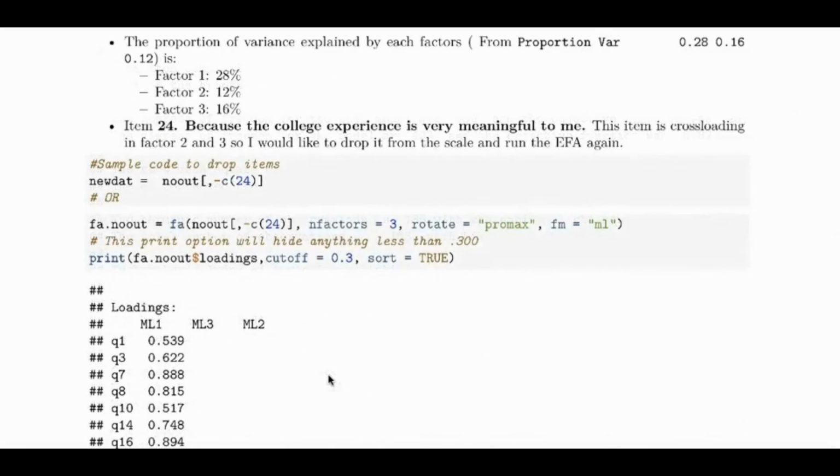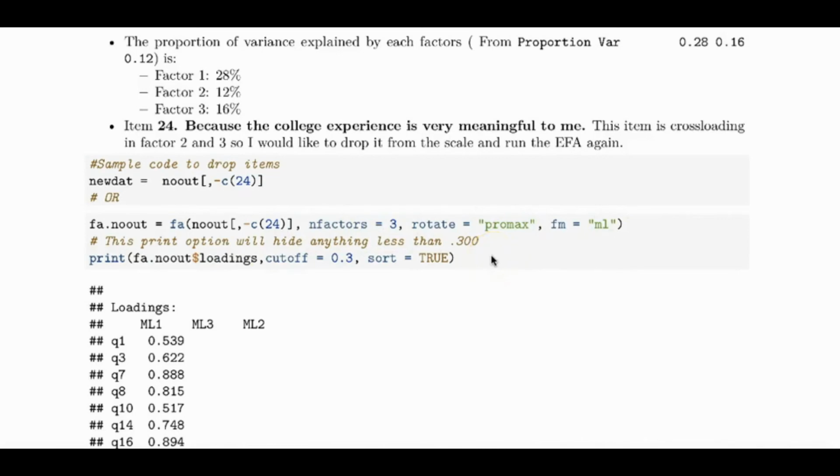So if I'm looking at the output from the fa function, this is how much variance each one of those factors is explaining. And we decided that item 24 could be problematic, so we can just drop it and run the factor analysis again. You could do it this way, just creating a new data set and storing it in a new variable, or you could just do it within the function so you still have your original data set intact. I asked for 3 factors, use the rotation promax, maximum likelihood.